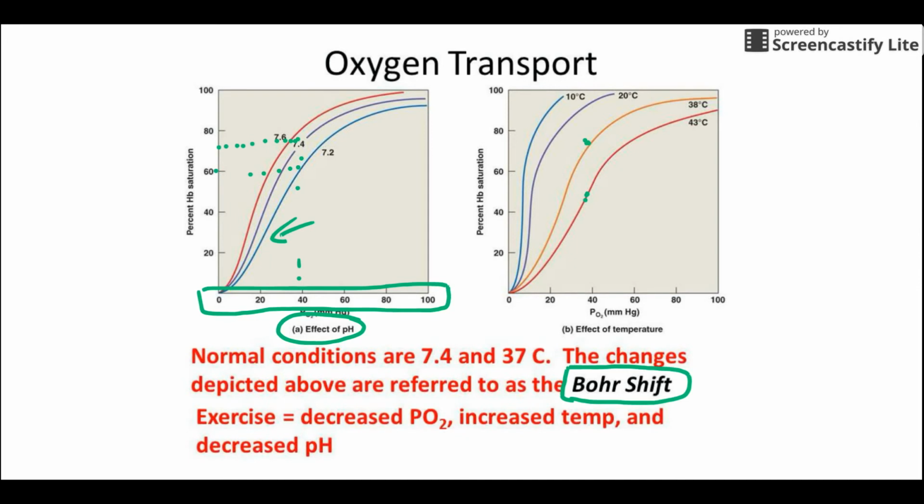Why is that significant, guys? Remember, pH is usually going to be decreased because of the lactic acid and the CO2, the carbon dioxide that becomes carbonic acid, and the increased temperature comes from cell respiration. So what these two things really indicate, increased temperature and a drop in pH, is that there's lots of cell respiration going on. To keep that cell respiration happening, we need to drop off more oxygen. So the Bohr shift is really handy that way. It drops off extra oxygen where we need it for more cell respiration.